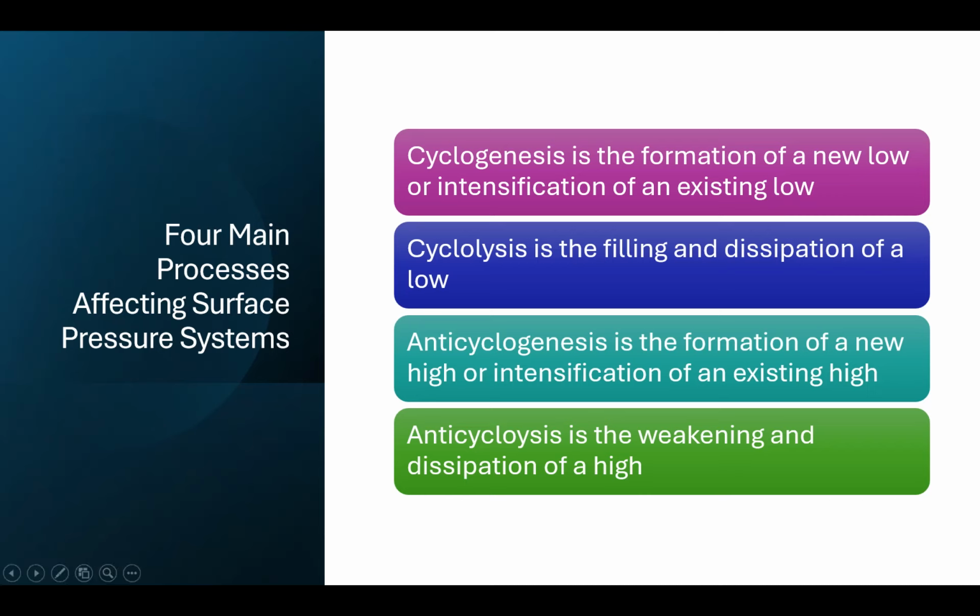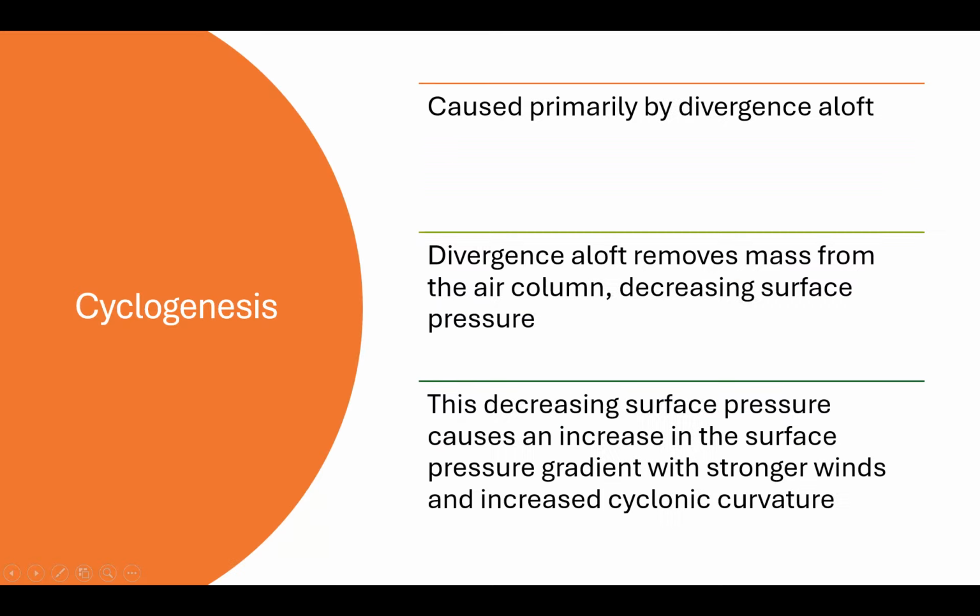But these are the four main processes affecting surface pressure systems. All right, so let's examine what causes the cyclogenesis to occur. Cyclogenesis being the development of a new low pressure system or the intensification or deepening of an existing cyclone across the mid-latitudes. It's primarily caused by divergence aloft in those upper levels.